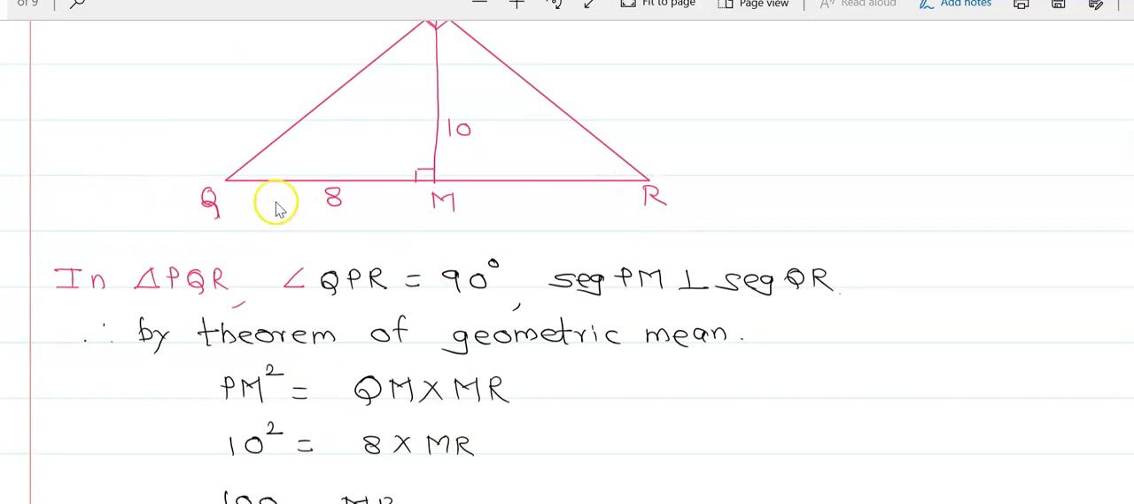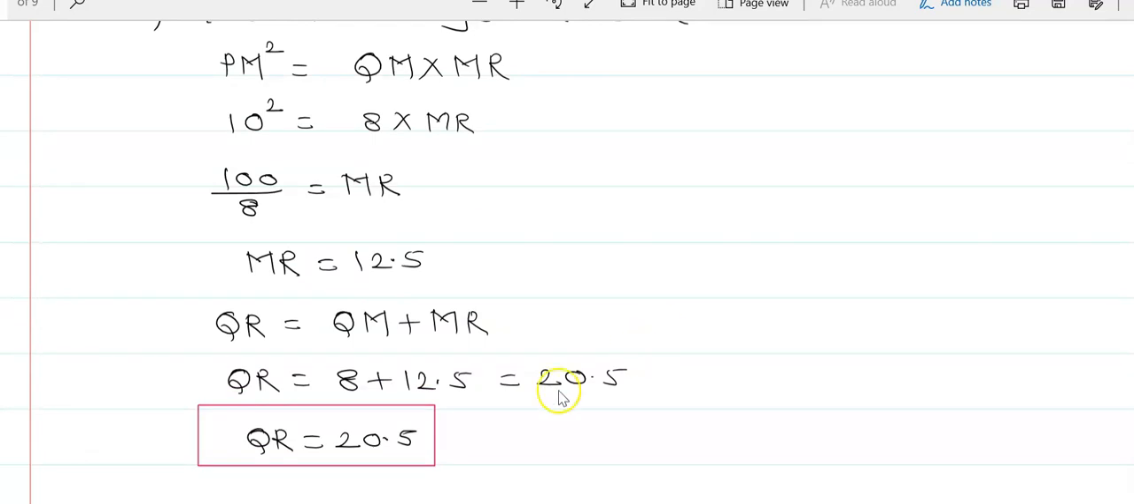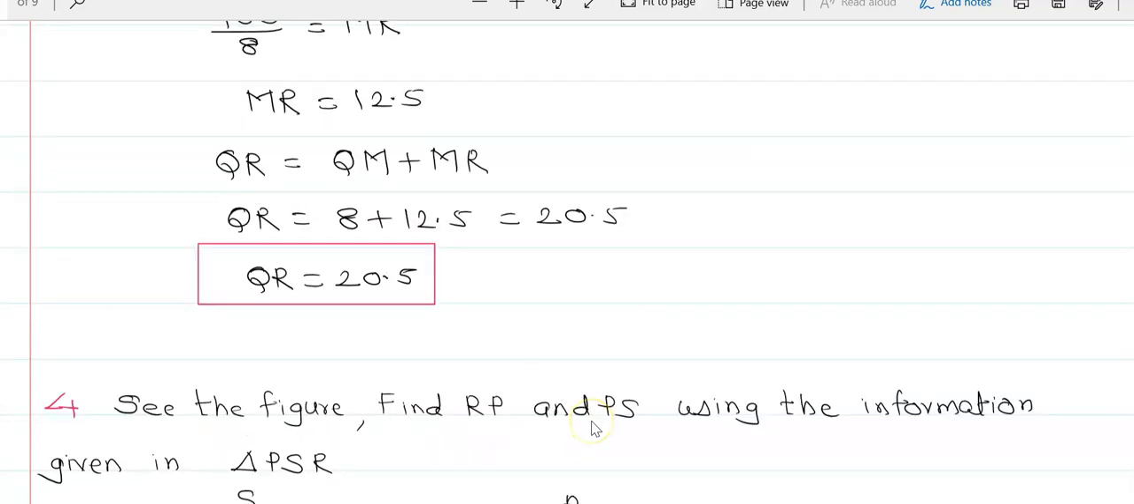Now, what is QR? QR is equal to QM plus MR, and that is equal to 8 plus 12.5, which is equal to 20.5. Therefore, QR is equal to 20.5. Now, see this next example.